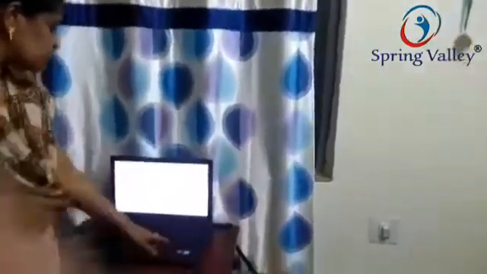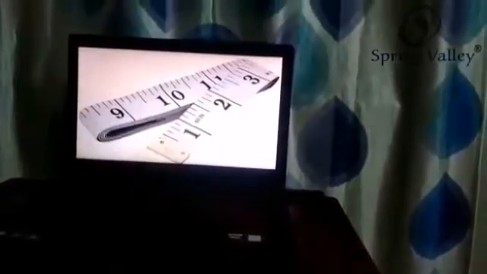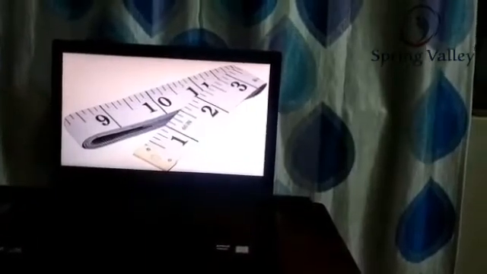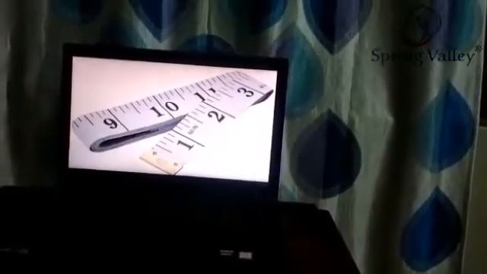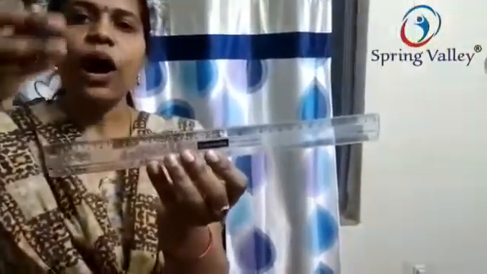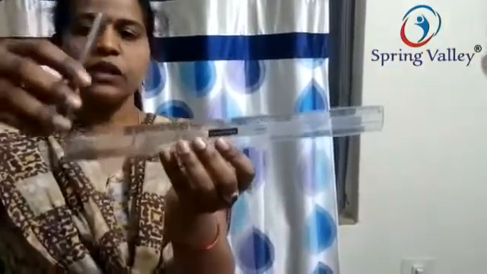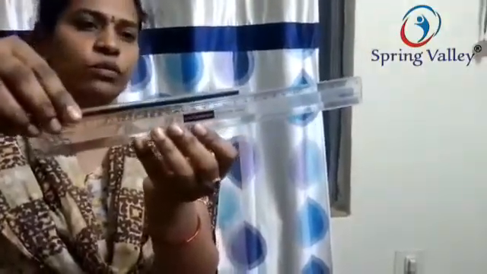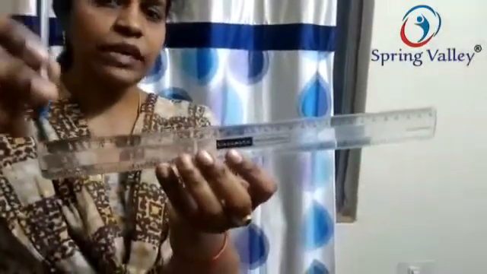What instruments do we use for measuring length, children? We use scales and tapes to measure the length. See, I am showing some examples. This is the scale and this is the pencil. So, I am measuring the length of the pencil. See, from 0 to here, I got 17. This is 17 centimeters. The length of the pencil is 17 centimeters.